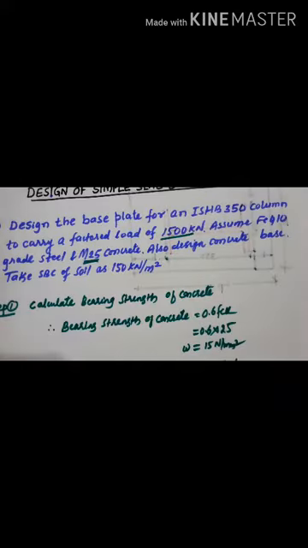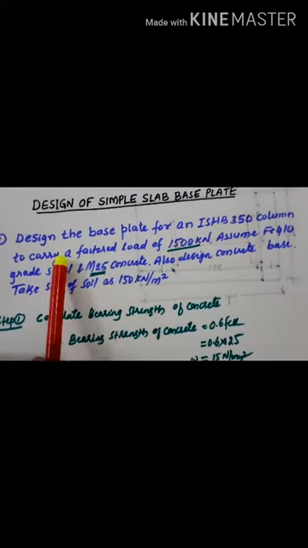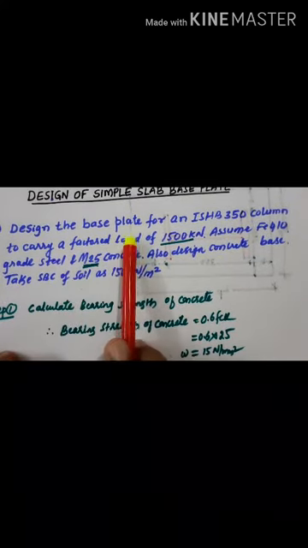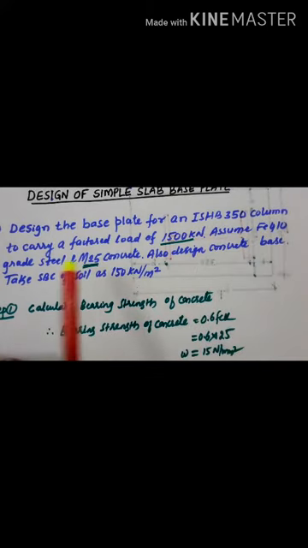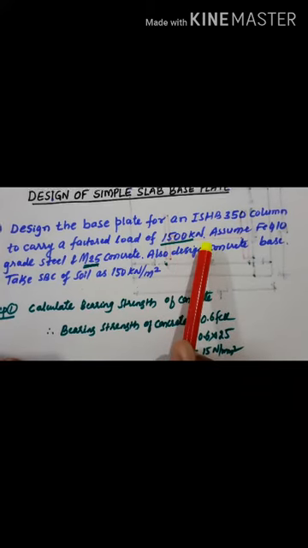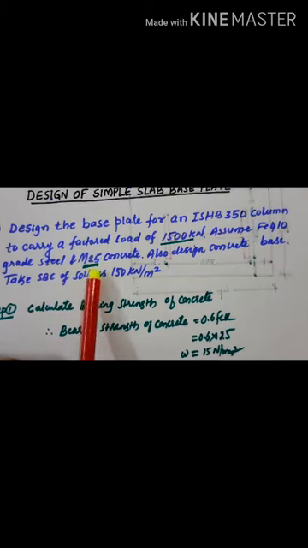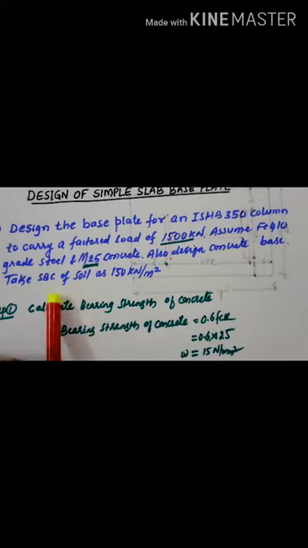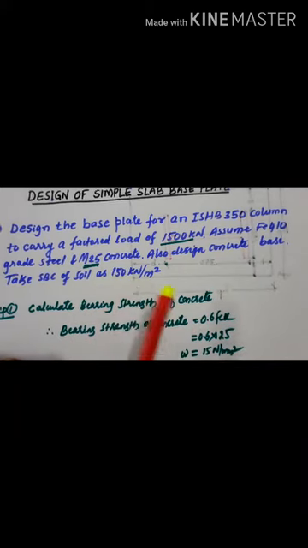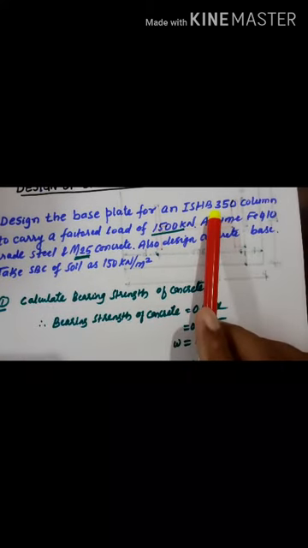So in this design problem, let us take the design example: design the base plate for an ISHB 350 column to carry a factored load of 1500 kilonewton. Assume Fe 410 grade steel and M25 grade concrete. Also design the concrete base. Take the SBC of soil as 150 kilonewton per meter square. So this is the problem given, and the column section is also mentioned here.